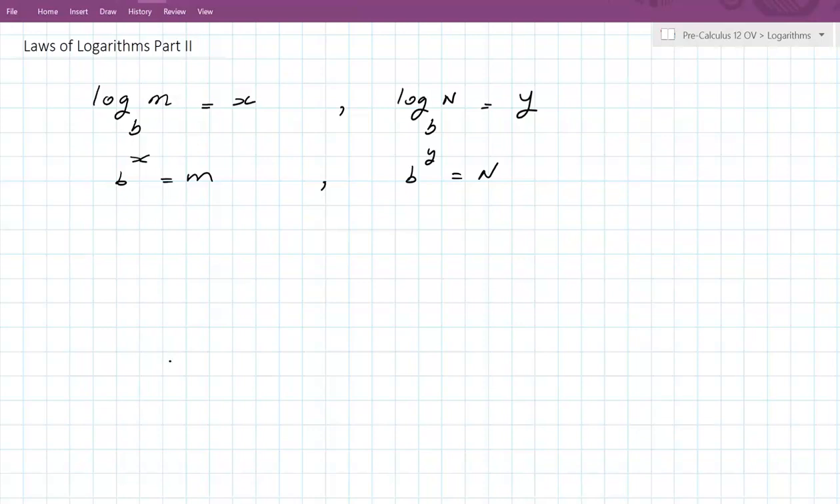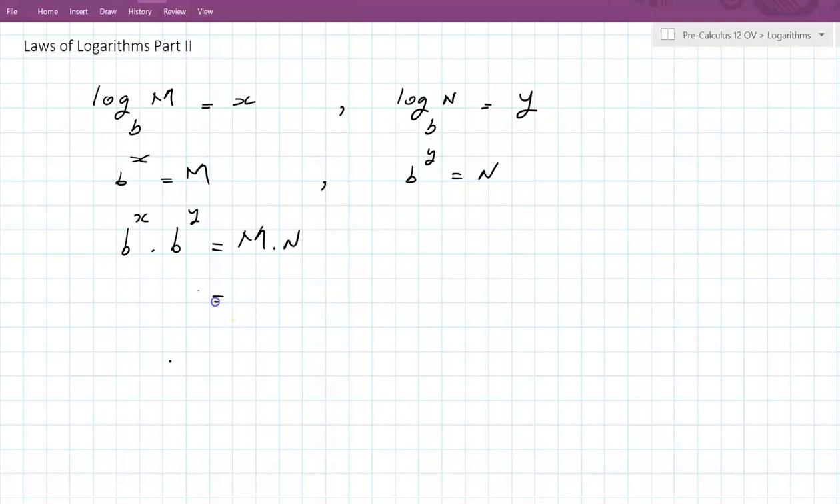Now let's change each one of these into the exponential form. So b to the x equal to m, b to the y equal to n. Very good. Now what is b to the x times b to the y? Well, that is m times n. By the way, this is supposed to be a capital M. It doesn't really matter, but just to be consistent.